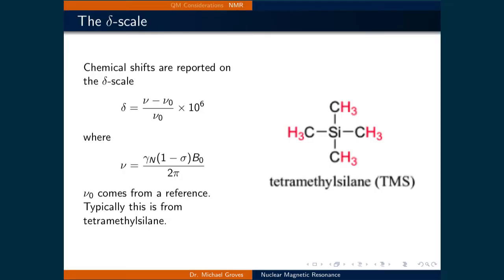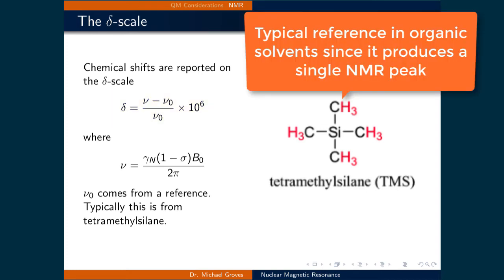The chemical shifts we saw before were reported on a delta scale in parts per million. This is calculated by finding the Larmor precession frequency of a given nuclei and finding its relative difference from a reference Larmor precession frequency and multiplying that by a million. So, delta is equal to nu minus nu naught divided by nu naught times 1 times 10 to the power of 6. The typical reference used for proton NMR is that from tetramethylsilane, or TMS, which is illustrated on the right.